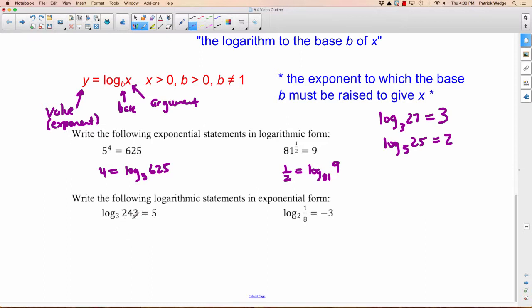Well, we'll start with the base. Remember, the base is the little one right here. So 3 to the exponent, the exponent's the one by itself, so 3 to the fifth equals 243. Is that true? Absolutely. 3 to the fifth power does equal 243.